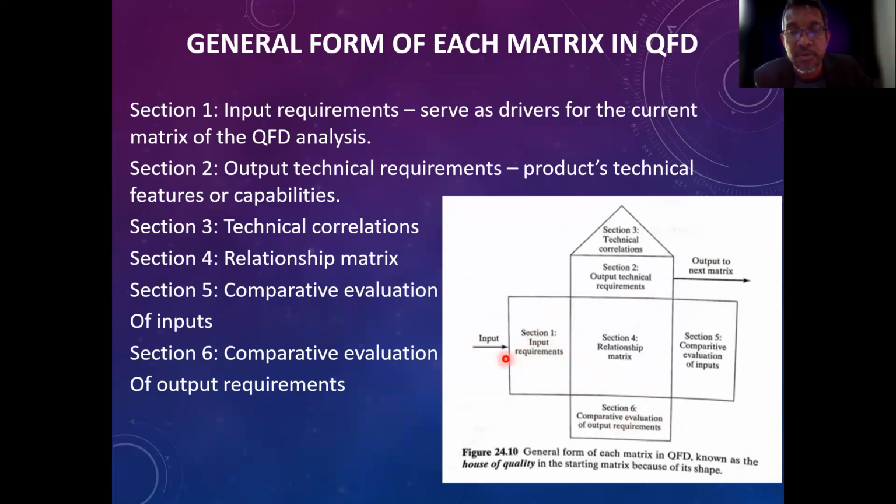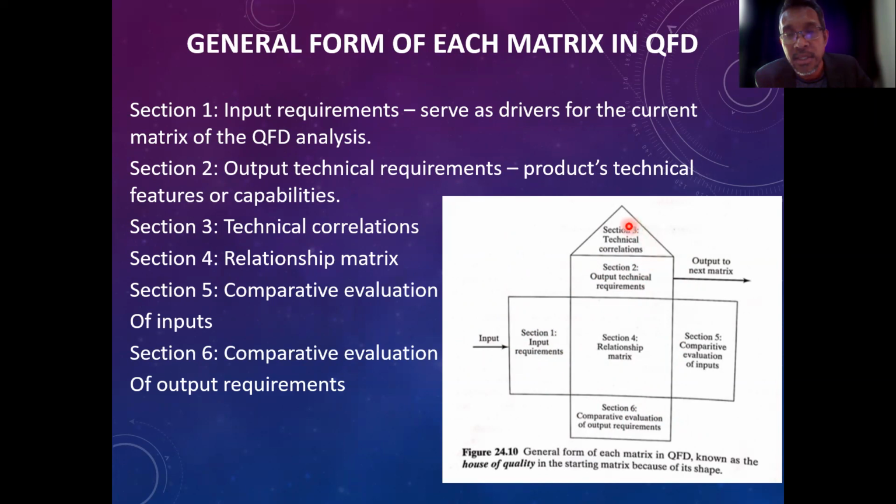So as an input, it comes to section 1 as a requirement. It serves as the driver for the current matrix, so we start with this one. If you don't have input, we cannot do another step. So this is a very important part. Section 1 is the input requirement. Section 2 is the output technical requirement. So we have several technical requirements as an output here.